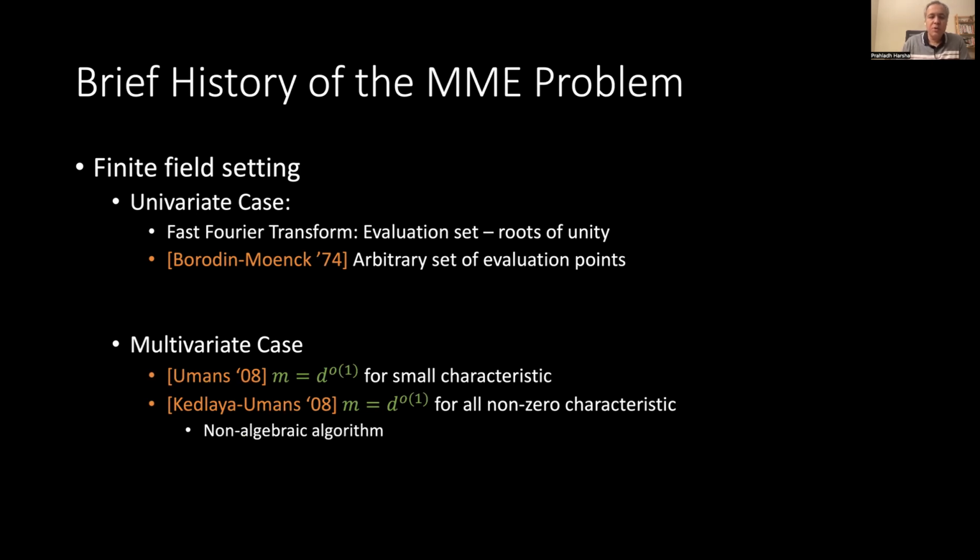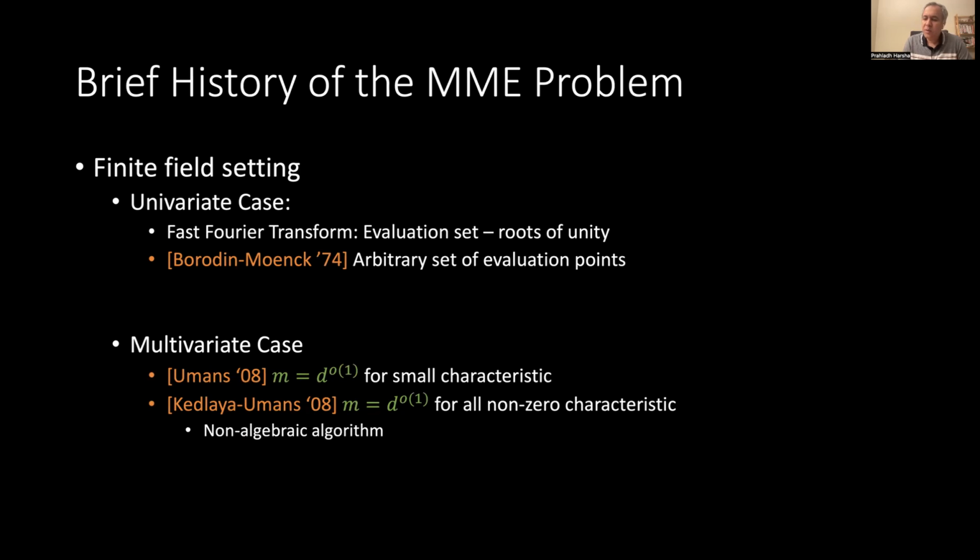The key point to note is the Kedlaya-Umans algorithm is a non-algebraic algorithm, in contrast to all the previous algorithms we have seen so far. That's the fast Fourier transform, the Borodin-Moenck algorithm, and the Umans algorithm. In what sense is it non-algebraic?